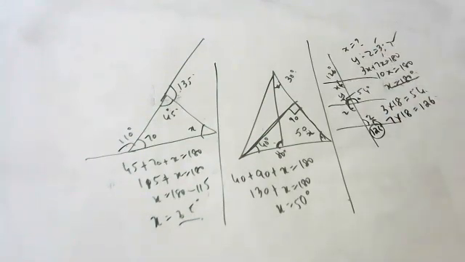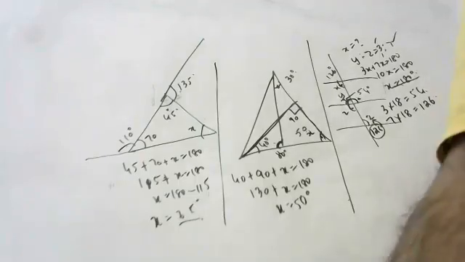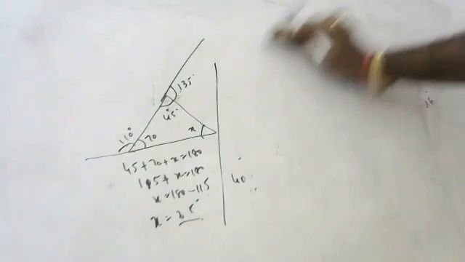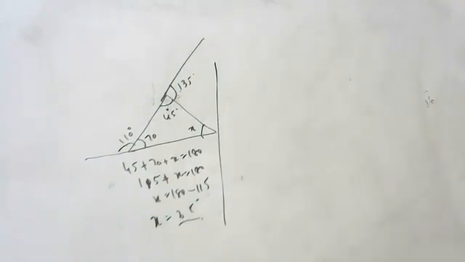If this is 126, this is also 126. Why, children? Alternate interior angles. Children, be careful with alternate angles, co-interior angles, and corresponding angles. You should be very, very careful, children. Don't miss that. Very, very easy sums, children, actually.